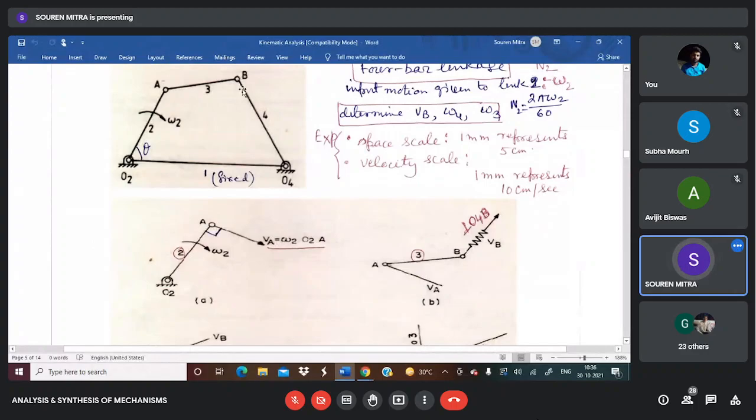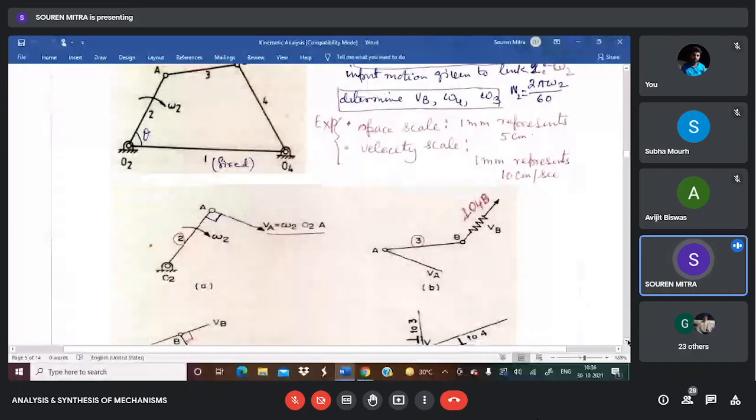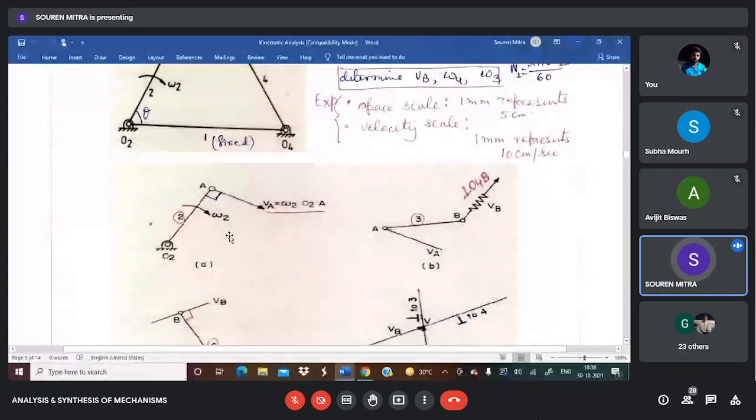Now where is B? B is here. From link 2, we can go to link 3. Links 2 and 3 are connected through joint A. It is a revolute pair, so only relative rotation is allowed between 2 and 3. Point A acts as a hinge point, so there is no relative velocity between 2 and 3 at A because they are connected. Their velocity is the same.